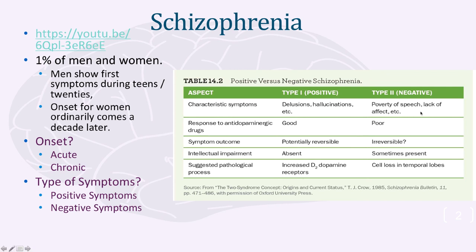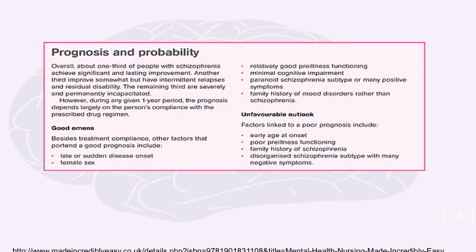In contrast, type 2 is associated more with these negative symptoms. So poverty of speech, lack of affect. Here, the response to antipsychotic medications is worse, so a poor outlook there. Symptom outcome is typically irreversible. Intellectual impairment may be present, and the brain, in the case of negative symptoms, seems to show greater loss of brain tissue, so there's definitely cell loss in the temporal lobes.